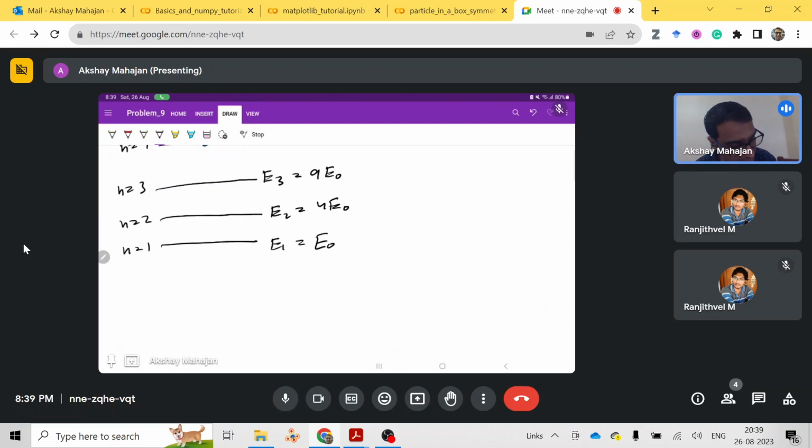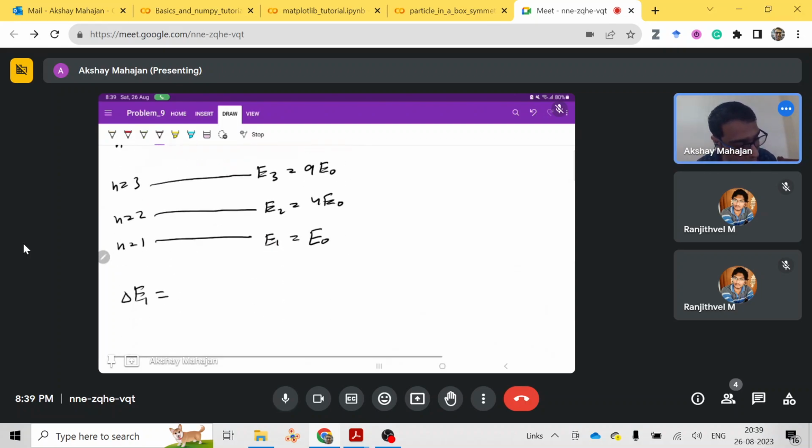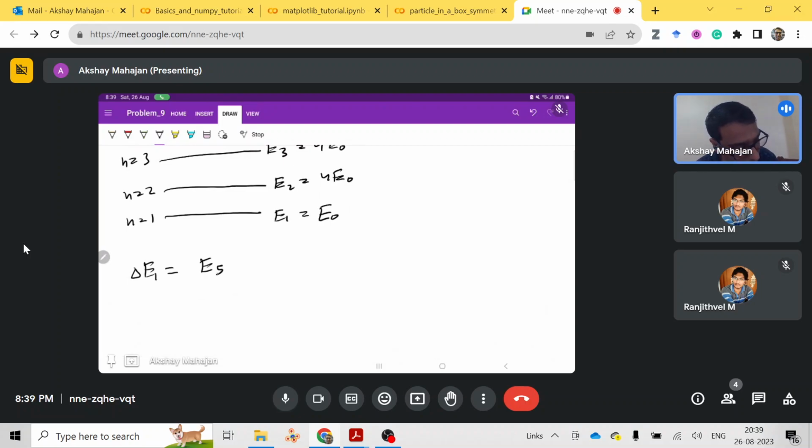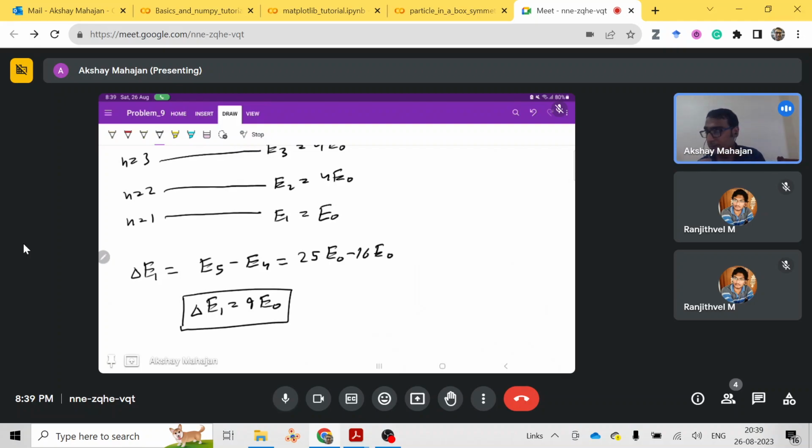Our delta E1 is basically just going to be E5 minus E4, which will be 25 E naught minus 16 E naught. So our delta E1 is basically equal to 9 E naught. Okay, so we have delta E1.